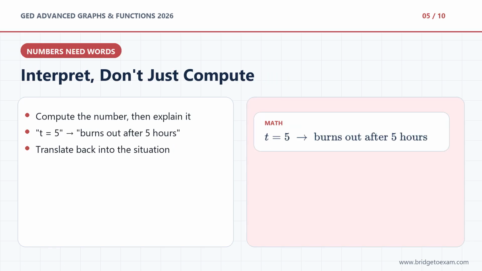On the GED, finding the number is only half the job. You must say what it means. It is not enough to write t equals 5. The full answer is, the candle burns out after 5 hours. Always translate the intercept back into the story, using the units and the situation. That sentence is what earns the point.